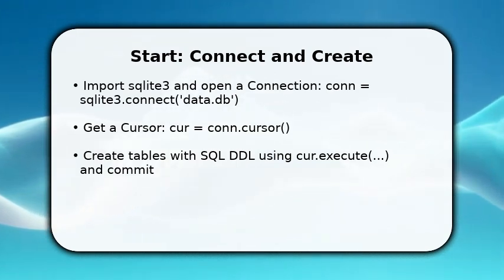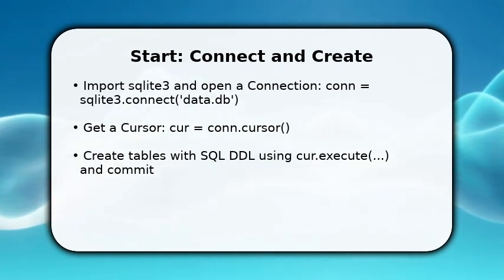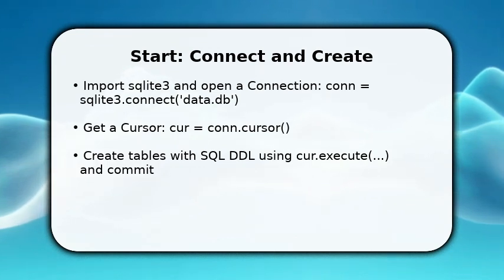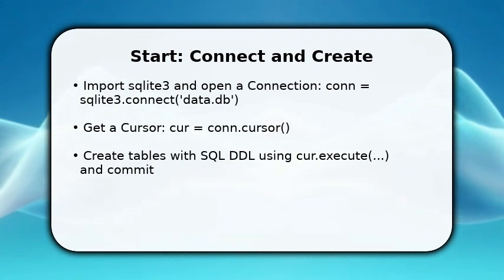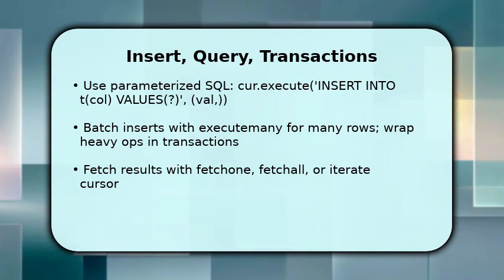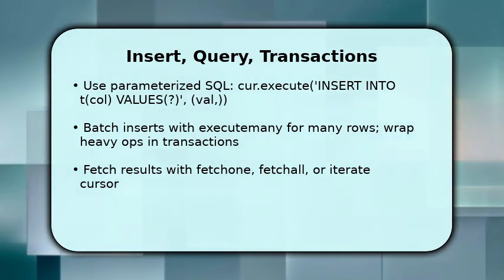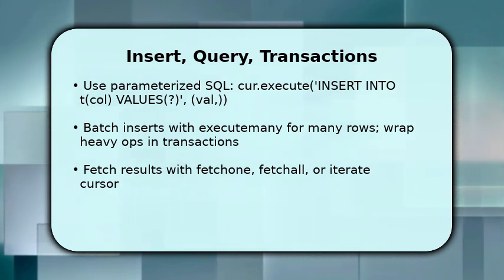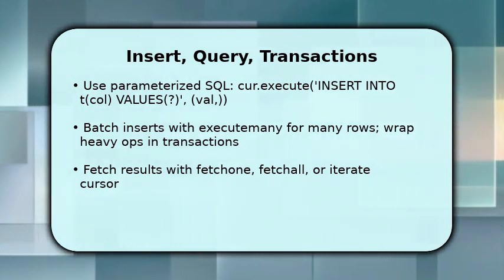If you prefer a scoped pattern, use with sqlite3.connect as con block to auto-commit and simplify cleanup. Now insert and retrieve data while avoiding SQL injection by using parameterized queries. Placeholders are question marks. For many rows, call executemany inside a transaction to dramatically speed up writes. Use con.commit after significant changes, or rely on the with block to commit automatically.